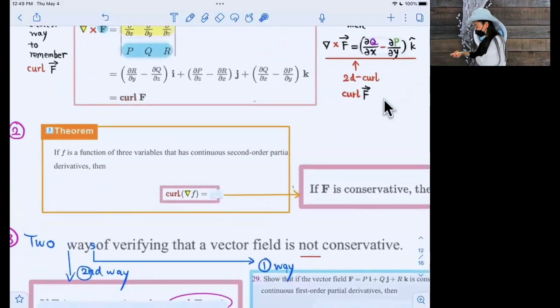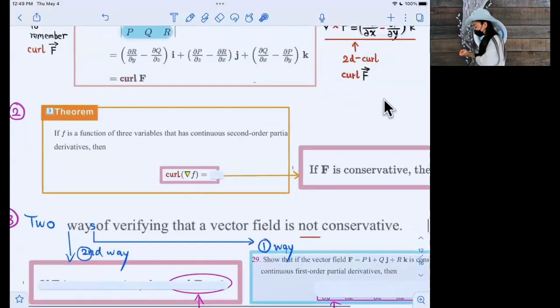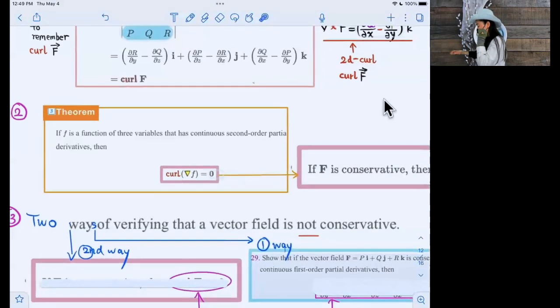You guys can remember. If f is a function of 3 variables that has continuous second order partial derivatives, what is the curl of the gradient of f? What's the curl of the gradient of f? Yeah, that's equal to 0. Yes, you got it. The curl of the gradient of f is equal to 0.